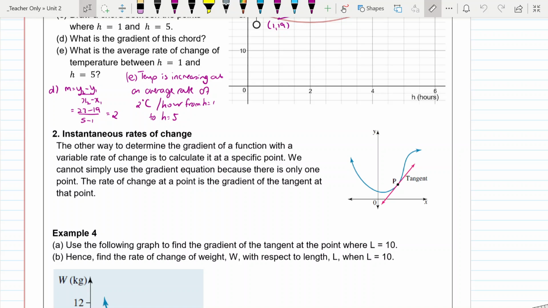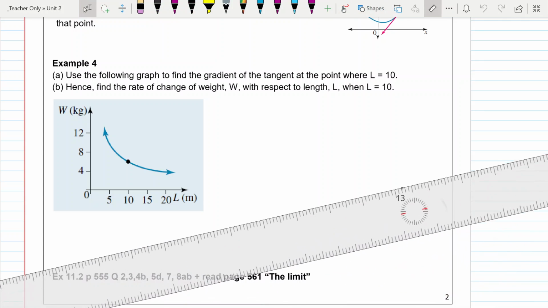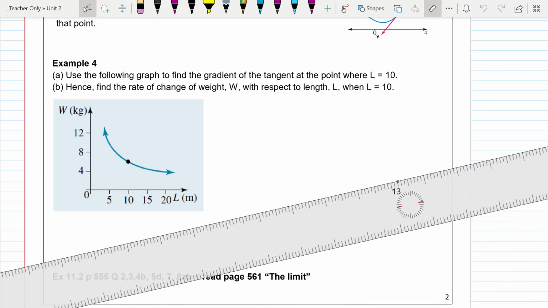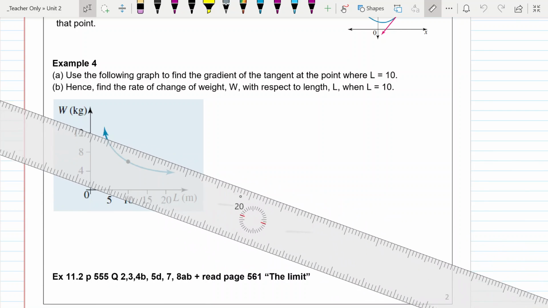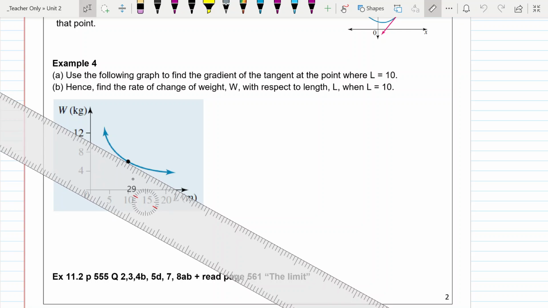And what we do then is we actually draw a tangent to the graph. Now you would have maybe heard the word tangent before. And what we say is that a tangent just touches the graph at a particular point. I like to say it kisses the graph. It just touches it. And when we're doing it manually, what you're going to see is that everybody's tangent is going to look a little bit different. So I want you to draw a tangent to this graph in example 4.